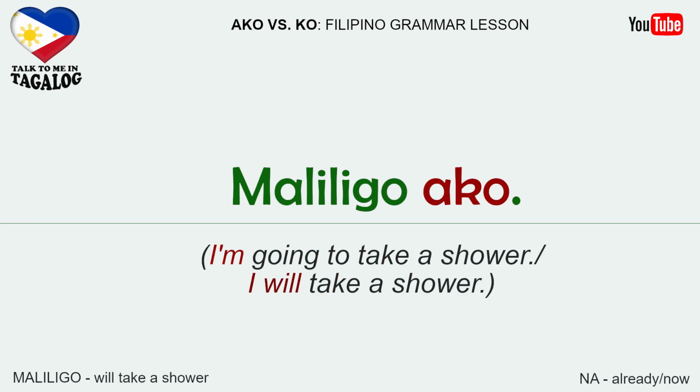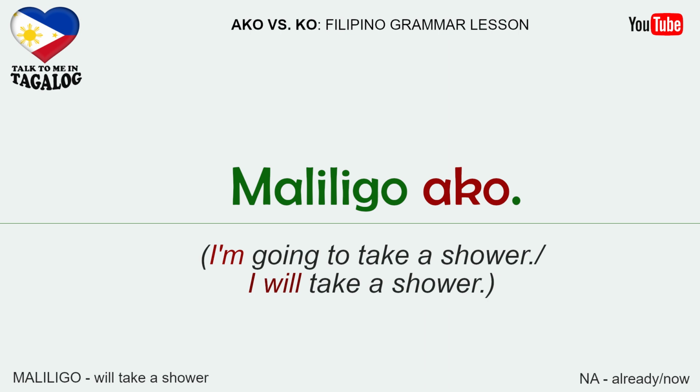Here's our first example. Maliligo ako. When you see this verb, you can immediately tell that it's a ma verb, so the right pronoun to use is ako. Don't confuse yourself with other stuff. Don't overthink. It's simple. Since it's a ma verb, use ako. Ma verb ako. Maliligo ako.